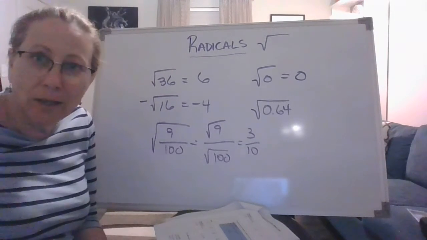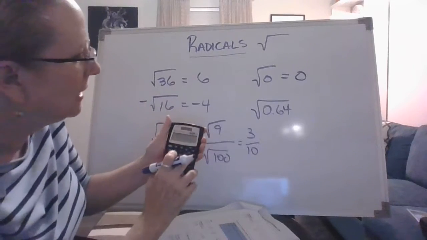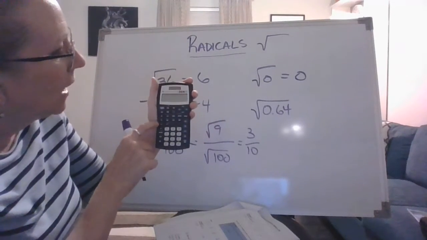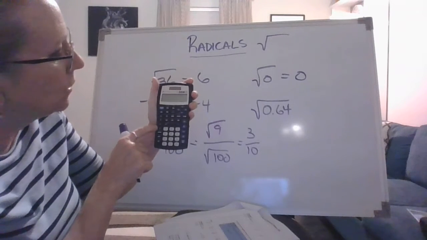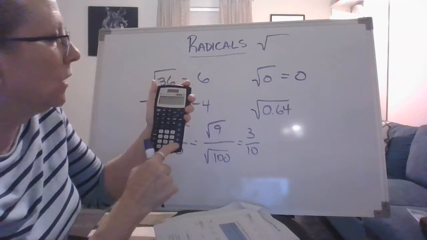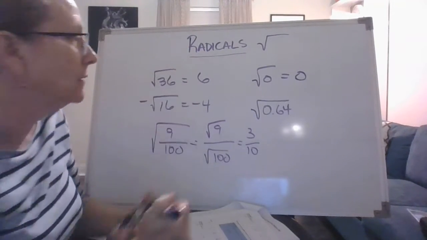Can you use your calculator? Yes, you can. Keep in mind on the calculator that we have, you have to hit second and then find the square root button, which is right next to the 7, and then hit 0.64 equals 0.8.